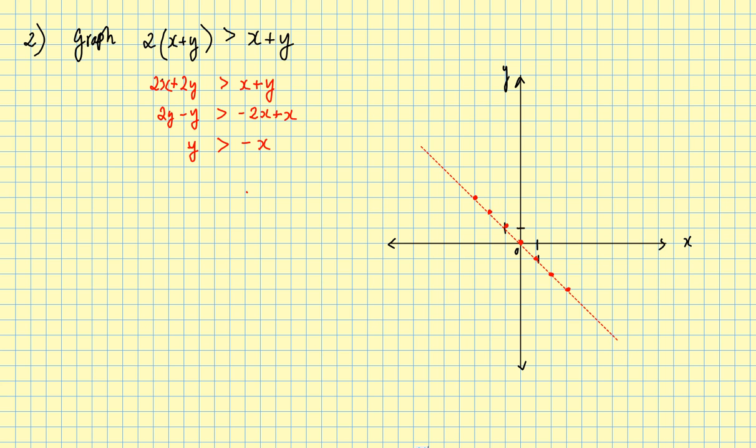Okay. Now, because the problem again says that y has to be greater than negative x, it's safe to assume that everything above the line is going to be included. So this whole area above the graph is going to be the area that satisfies our inequality.